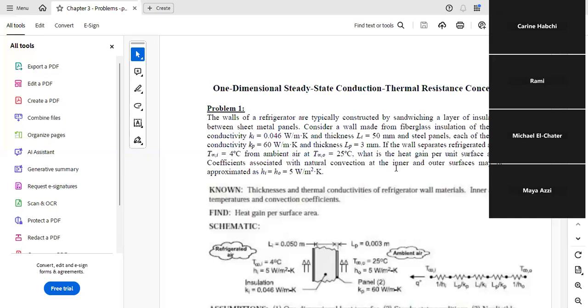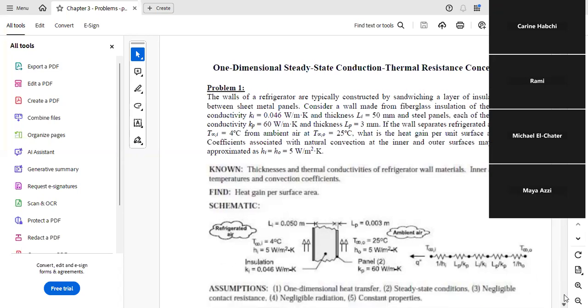Coefficients associated with natural convection at the inner and outer surfaces may be approximated by 5 watt per meter square Kelvin. So this is a typical problem of steady state conduction in a certain wall with different layers. So what is the strategy in such cases? What do we do? What is the easiest method to solve?